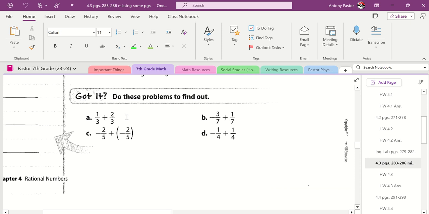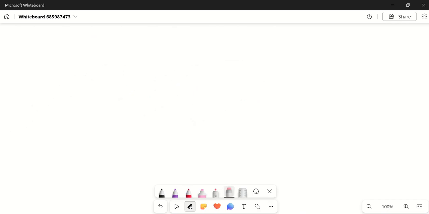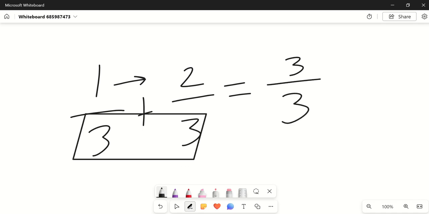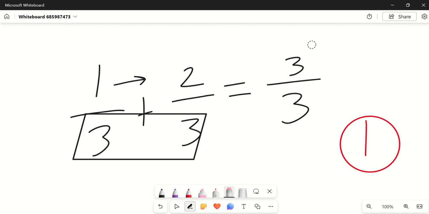So we have 1/3 plus 2/3. Both are positive. Both have a common denominator. We are literally just adding 1 plus 2, which is 3. The denominator stays the same. However, this is a whole now, and this will just become 1. My answer is 1. Remember, when you have 3 out of 3, or the numerator and the denominator are the same, that means 1. You have one whole. Therefore, 3 out of 3 is 1, and my answer to that is 1.